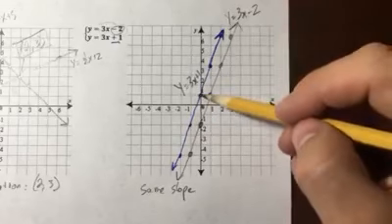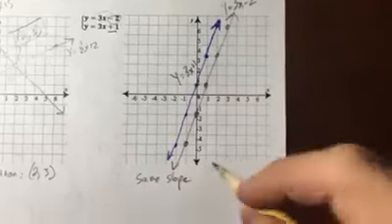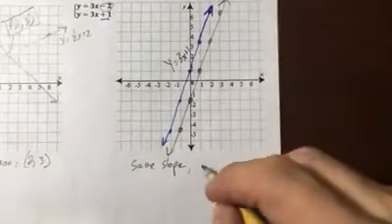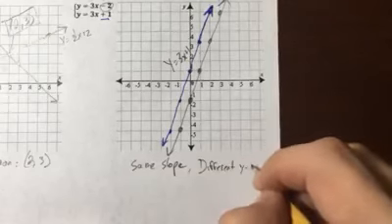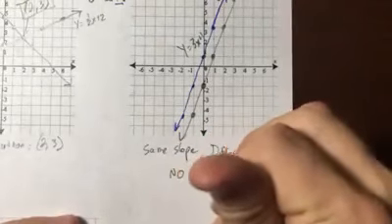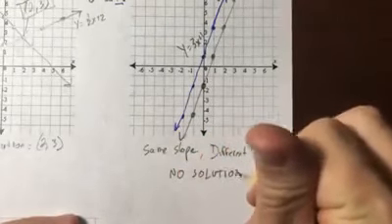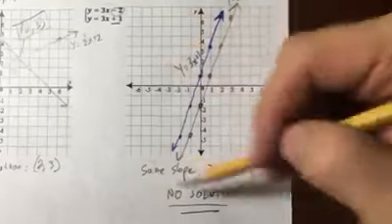This one's y-intercept is +1. This equation's y-intercept is -2. So we have the same slope and a different y-intercept. This means we'll have no solution. These lines are never going to intersect. They're never going to cross.